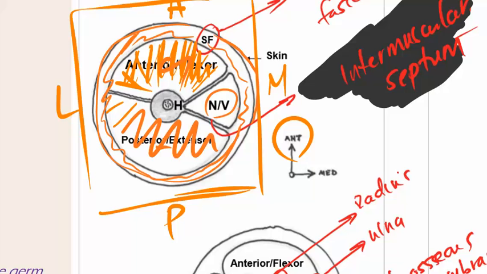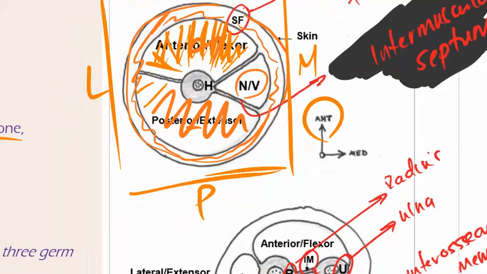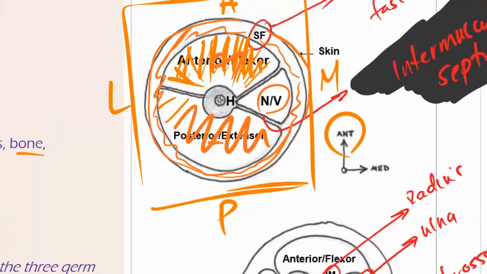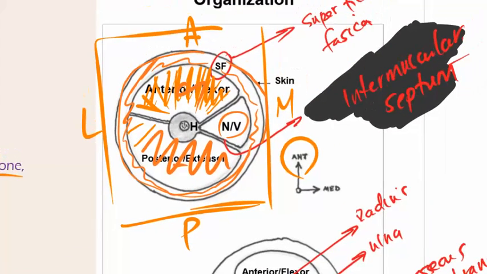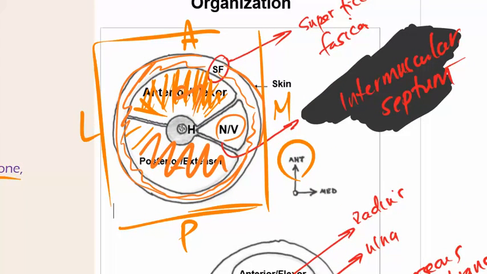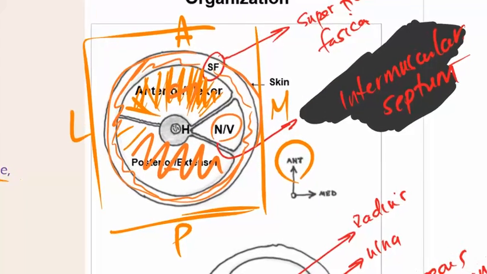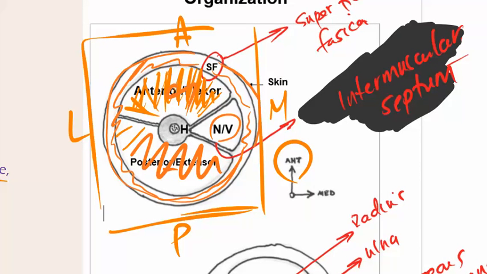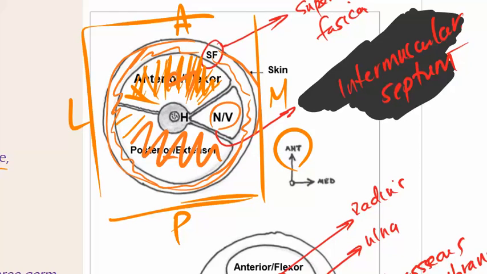As we go along with this lecture, we're going to be seeing what structures embryologically led to these different structures, like the muscle, the bone, the superficial fascia, the skin. So we're going to be looking at the structures that led to the formation of these.